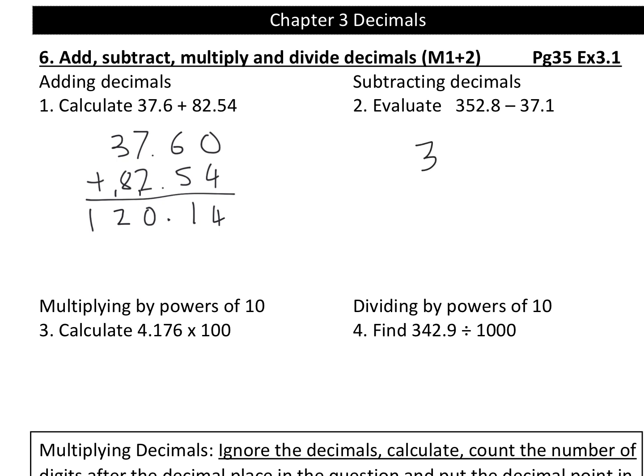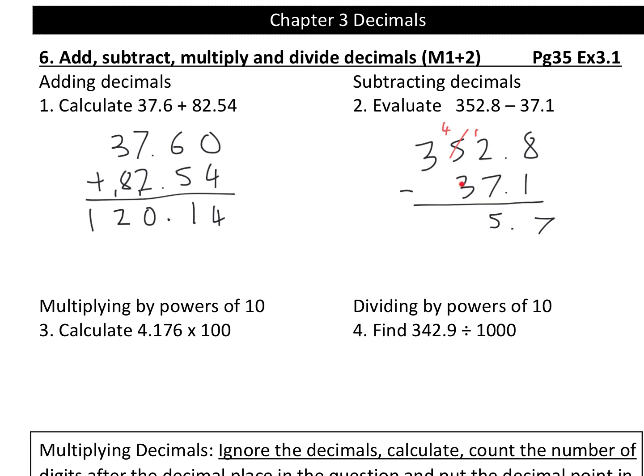When subtracting, again quite similar, just make sure we line up our decimal point. Then we take it away. Starting from the right, 8 take away 1 is 7. Line up our decimal point. 2 take away 7 we can't do, so we'll need to borrow or exchange from the 5, make it a 4. Carry 10 over. So we now have 12 take away 7, which is 5.